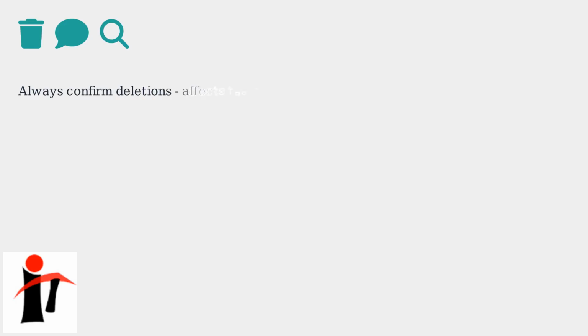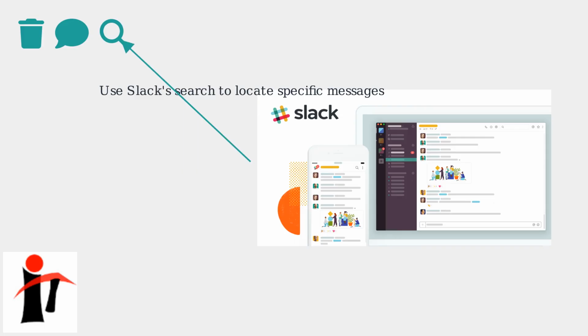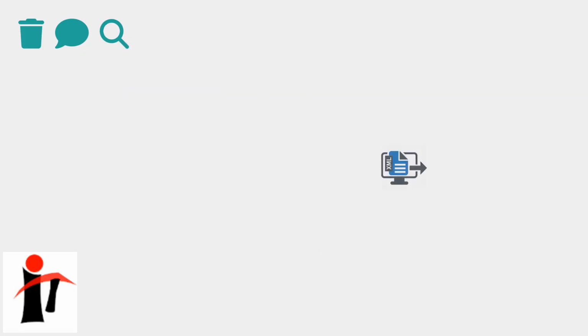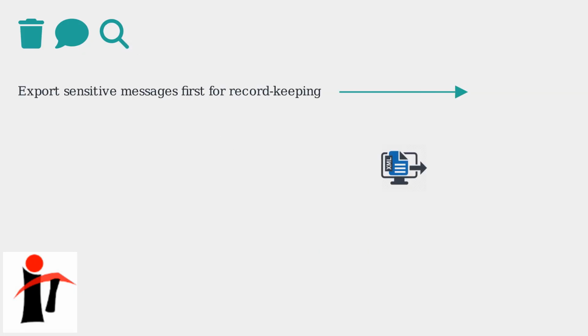Before deleting any messages in Slack, always confirm your action. Deletion affects team communication and can impact ongoing discussions or shared knowledge. Use Slack's built-in search function to precisely locate the messages you want to delete before taking action. This helps avoid accidentally removing important information. If you're dealing with sensitive data, consider exporting the messages first for record-keeping purposes. Slack allows you to export conversations before deletion to maintain compliance and documentation.